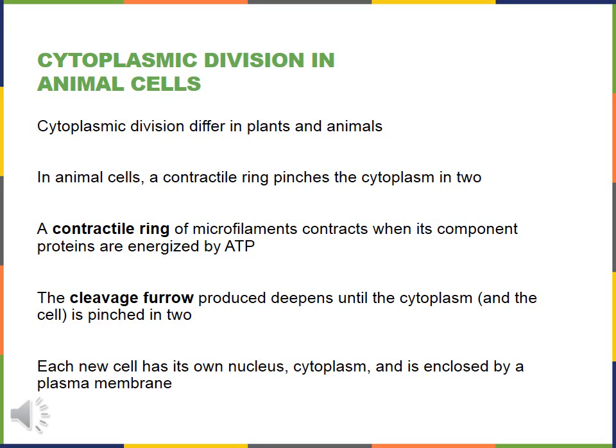It looks like a deep V on the top and an inverted V on the bottom. And it really pulls them in. And at the very end, it's going to pinch together one last time, separate into two separate cells. Okay, and of course, each new cell is going to have its own nucleus and genetic information.